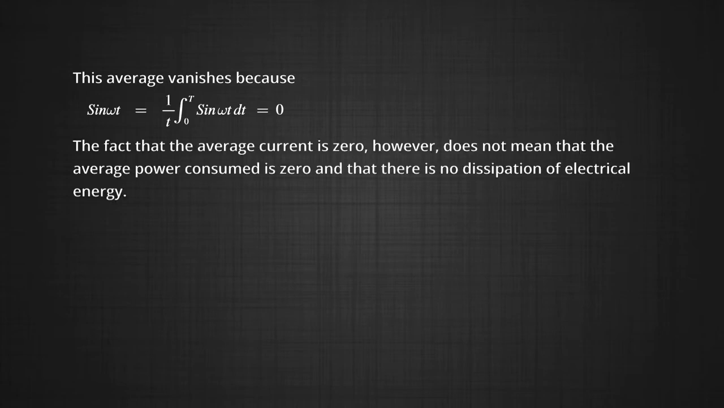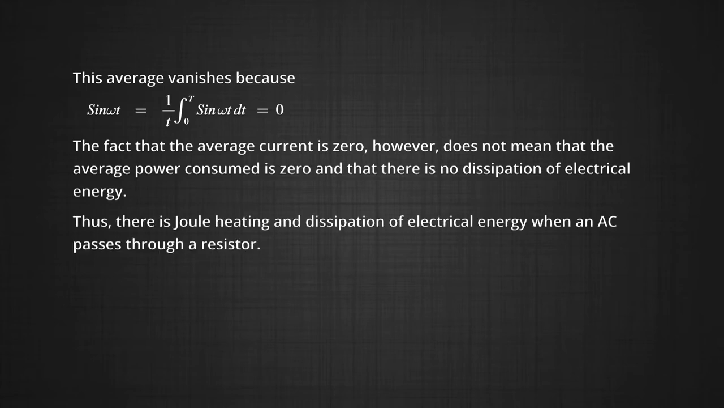The fact that the average current is 0, however, does not mean that the average power consumed is 0, that is, there is no dissipation of electrical energy. Thus, there is Joule heating and dissipation of electrical energy when an AC passes through a resistor.